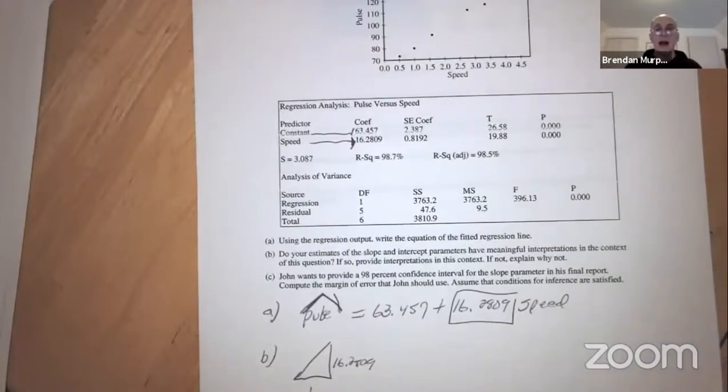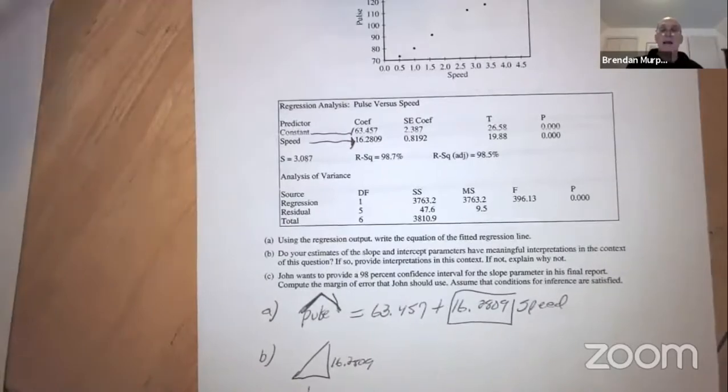Compute the margin of error that John should use. Assume the conditions for inference are satisfied. So that's the LINER there, right? Those are the things that we need to take into consideration. But in this problem, it said, don't worry about it. So the conditions are super important. I don't want to minimize that, but for this problem, we're not going to worry about it.